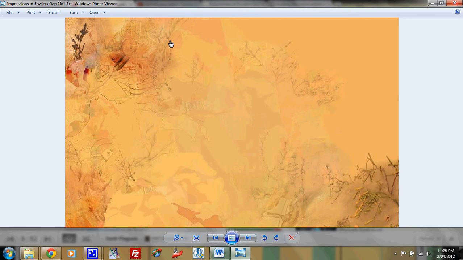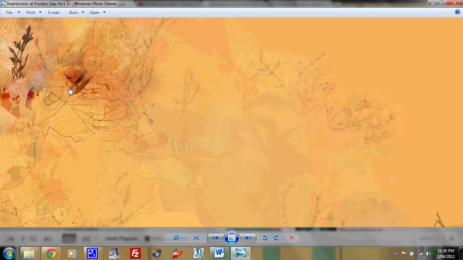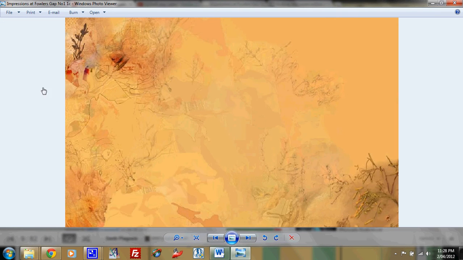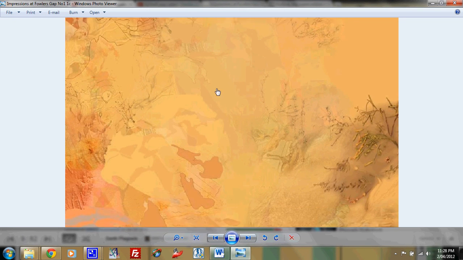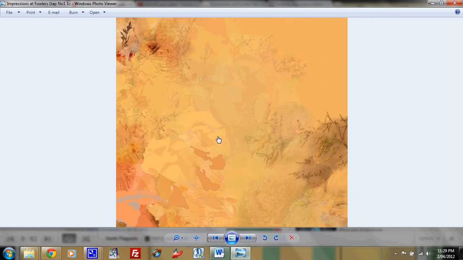So in here we have more of the Fowlers Gap drawings through here, some bits and pieces, sketches from up at the Daintree as well, referencing the forest types that once grew across Australia, and some imagery from the sandstones of the Fowlers Gap region. And so this is the work, Impressions at Fowlers Gap No. 1.